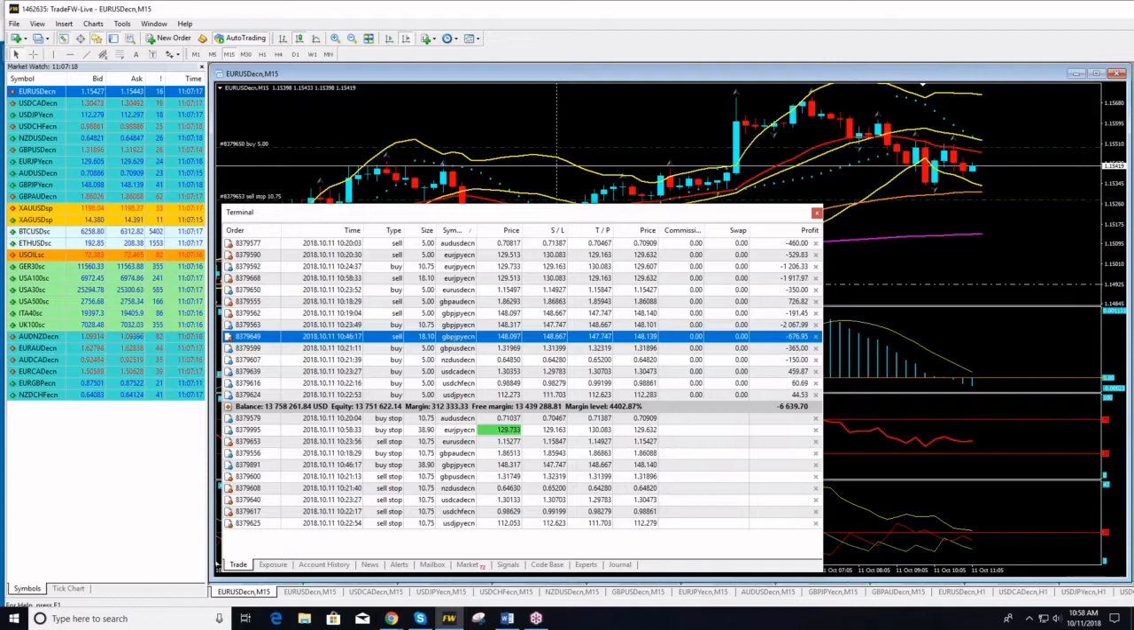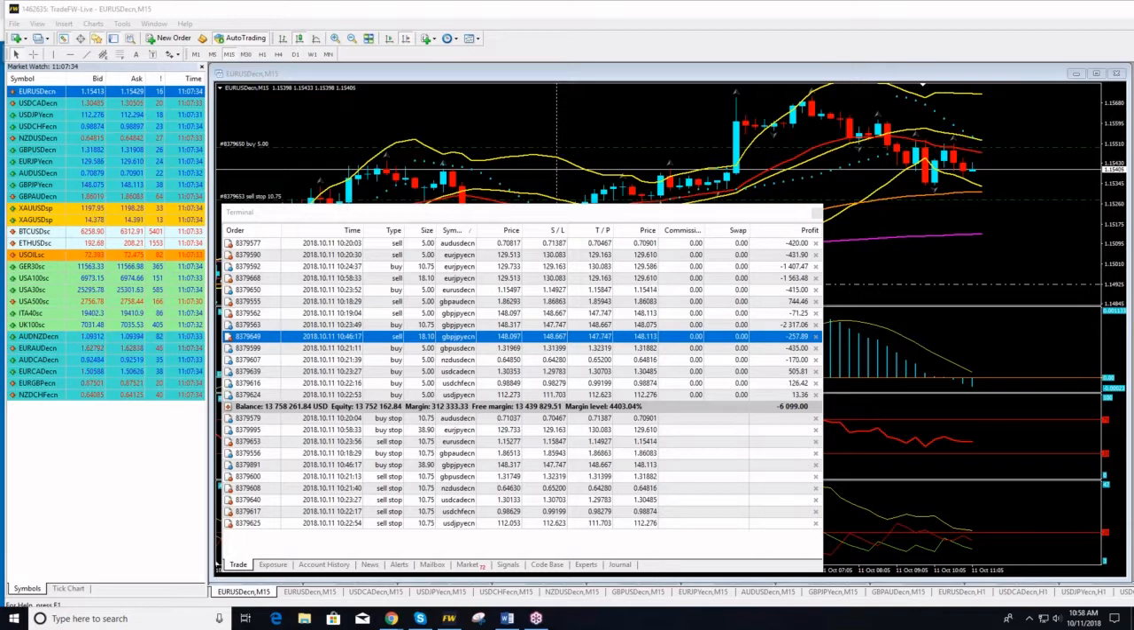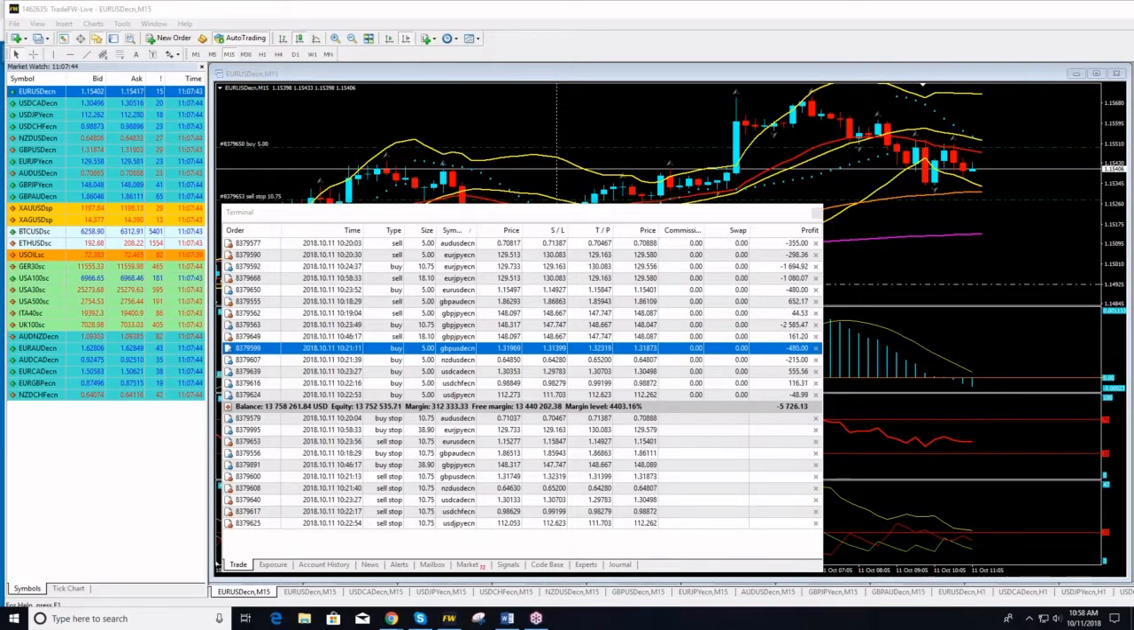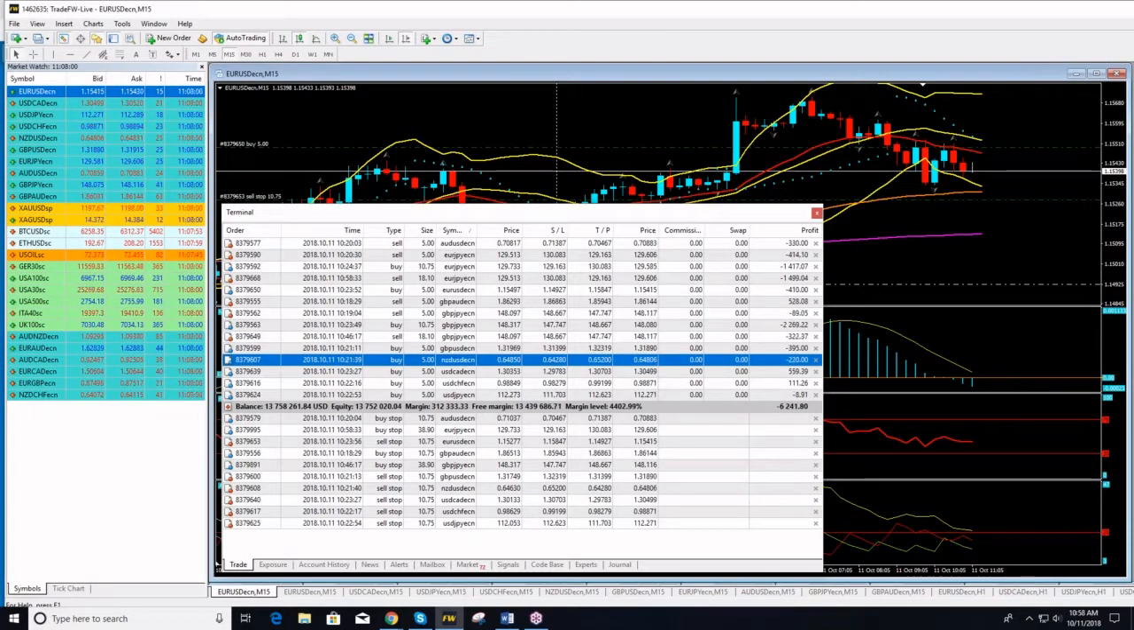The next one is I'm net short pound yen at 148.097, stop loss 148.667, and TP 147.747. Next one, I have long positions on pound dollar, so I entered long pound dollar at 1.31969, stop loss 1.31399, and take profit 1.32319. Next one, I have entered also long on the Kiwi at 0.